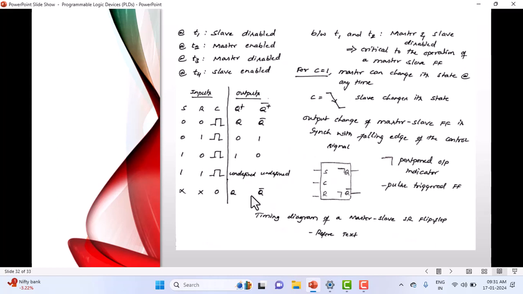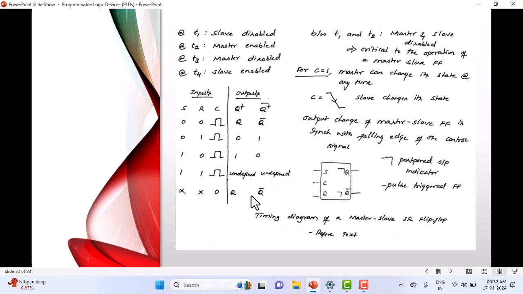Don't go into more details. And I showed the flip-flop's output in the form of a truth table. Just go through this. S and R 0, 0 with a clock pulse remains in the previous no change state. 0, 1 gives 0, 1; 1, 0 gives 1, 0, its outputs. 1, 1 gives the undefined state. And finally, for the don't care conditions, you can see when the control is 0 for don't care, it goes to the no change state again.